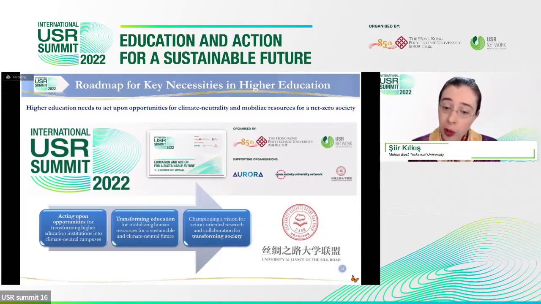Then third, which is also bringing the first two strategies together, is we need to champion a vision for action-oriented research and collaboration regionally, globally, for transforming society. Because scale by scale, we need to upscale what we can do. And this can also be realized, and what we are doing now in the summit by the University Alliance of the Silk Road. So hopefully our collaboration also bringing our universities to climate neutrality will increase all around the Belt and Road Initiative, the Silk Road, with many more universities contributing to this vision.